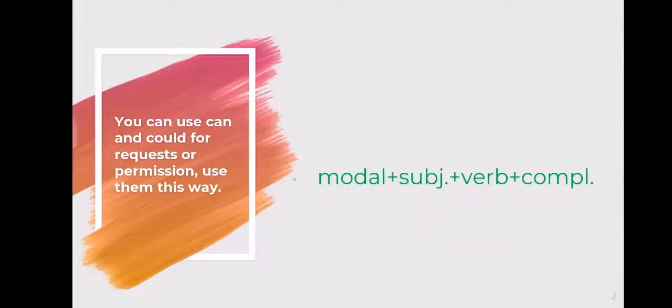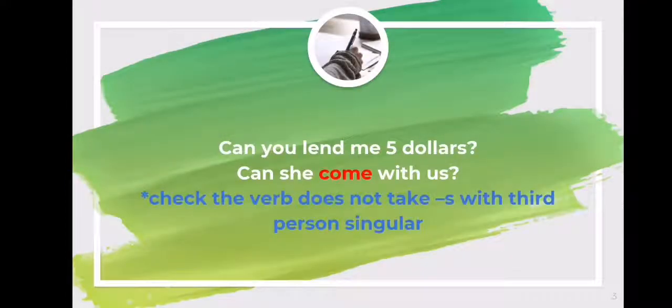Something important we have to highlight here is that even though we are using third person singular subjects, like in the second example, can she come with us? Even though we are using the subject pronoun she, we are not adding an S to the verb of action. That is why I have it here in red, so you can see it clearly that it doesn't matter it is for third person singular, it will never be conjugated with an S.